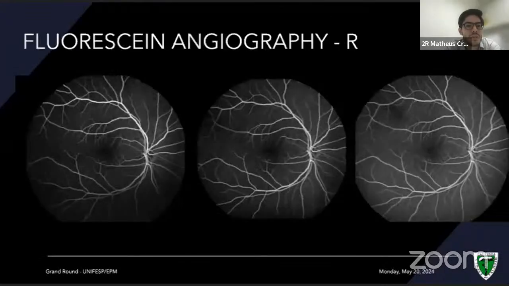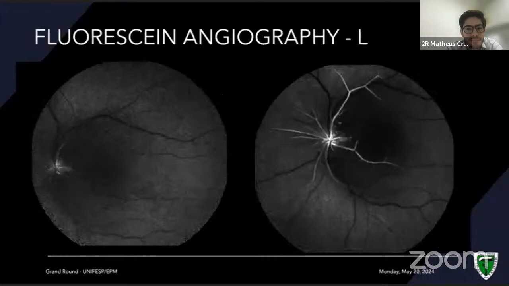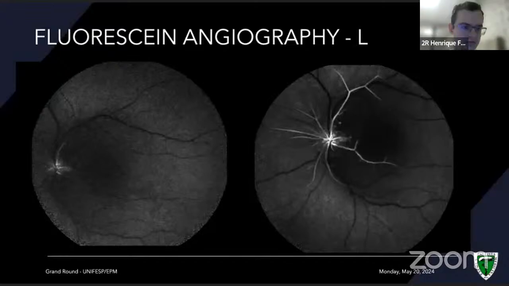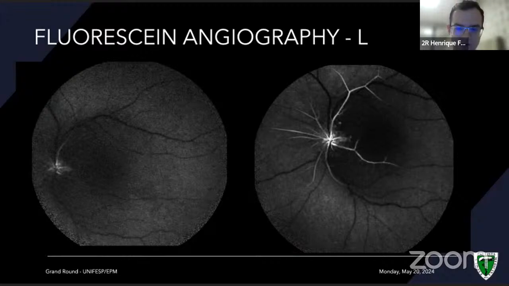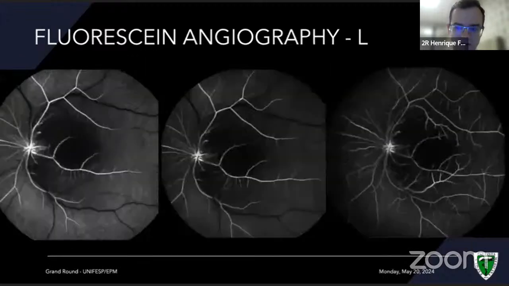So here's the fluorescein angiography of the right eye. It's a normal examination. So here's then the left eye. In the fluorescein angiography of the left eye, we have this central hypofluorescence, which is compatible with poor perfusion.